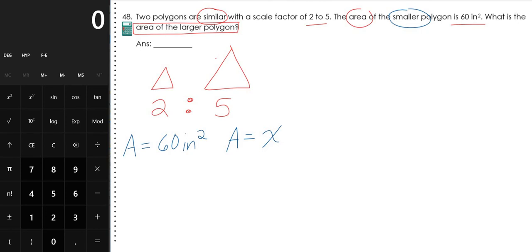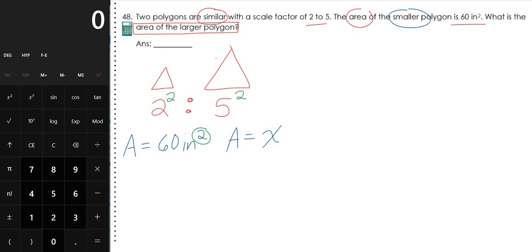Now, the way that we solve most similarity problems is through proportions. So I want to set up a proportion. However, I can't use 2 to 5 as my scale factor because that scale factor is not used for areas. For areas, I have to square that scale factor. Because remember, the inches are squared. The units are squared. So I have to square my scale factor.